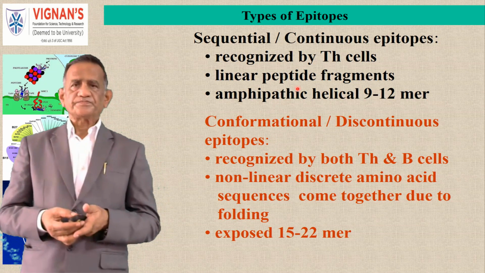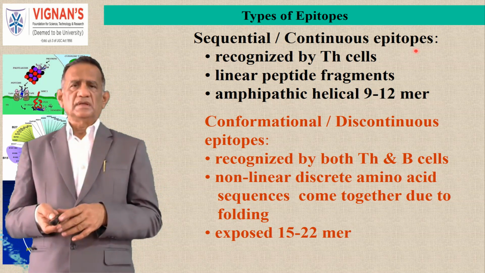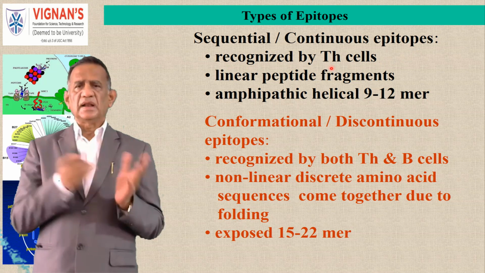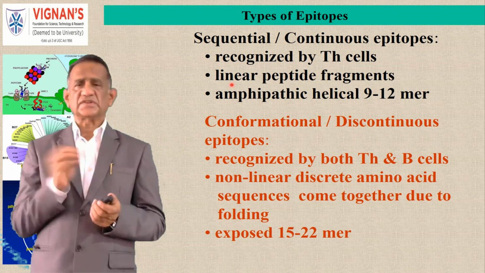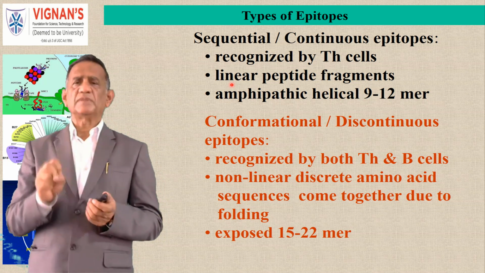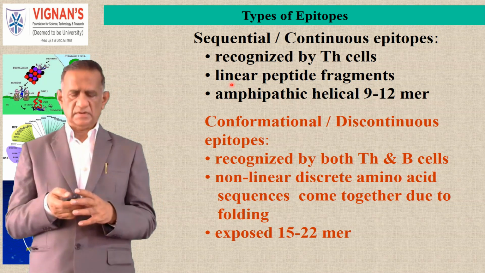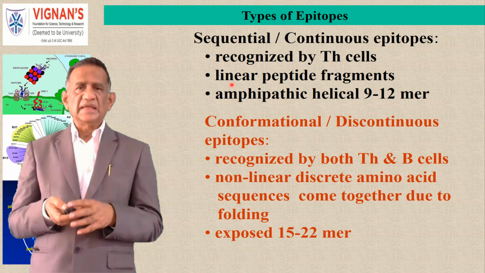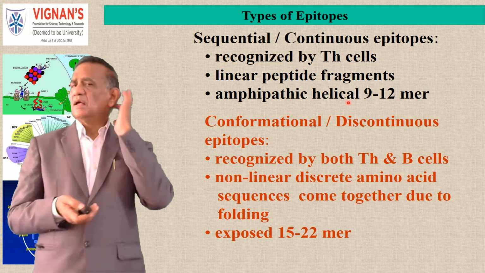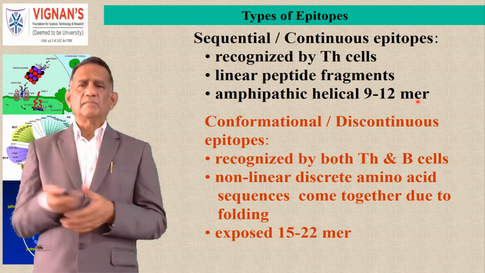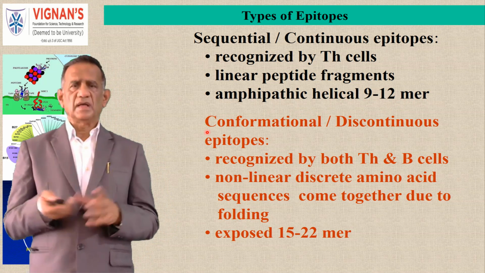Next. Now, what are the types of epitopes? The sequential and continuous epitopes. They are recognized by the T helper cells, because T helper cells come in all the immune discussions. T helper cell is the only one which will prompt B cells. B cell is the only one which produces the immunoglobulins. That is the ultimate immune response. Linear peptide fragments and amphipathic helical, 9 to 12 mers. Here amphipathic means both hydrophilic and hydrophobic residues.